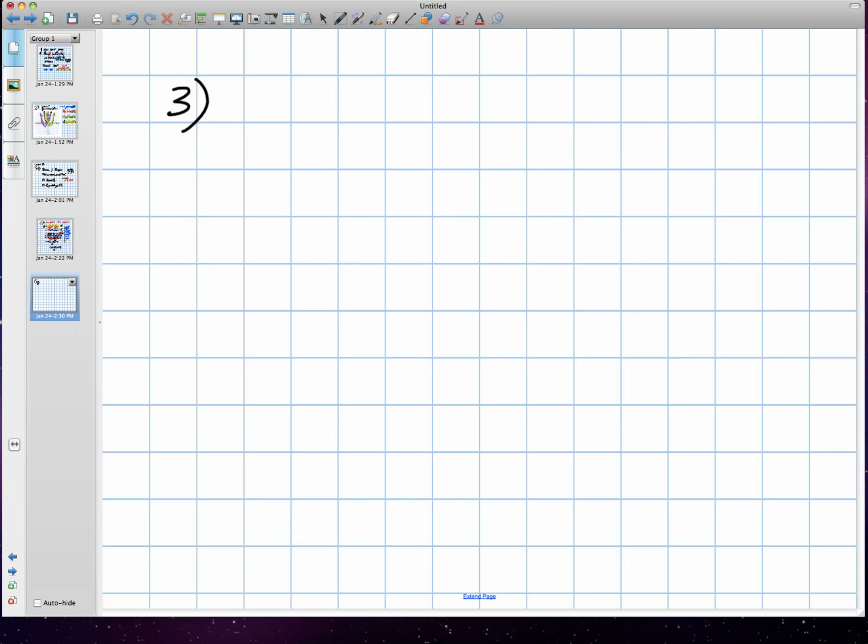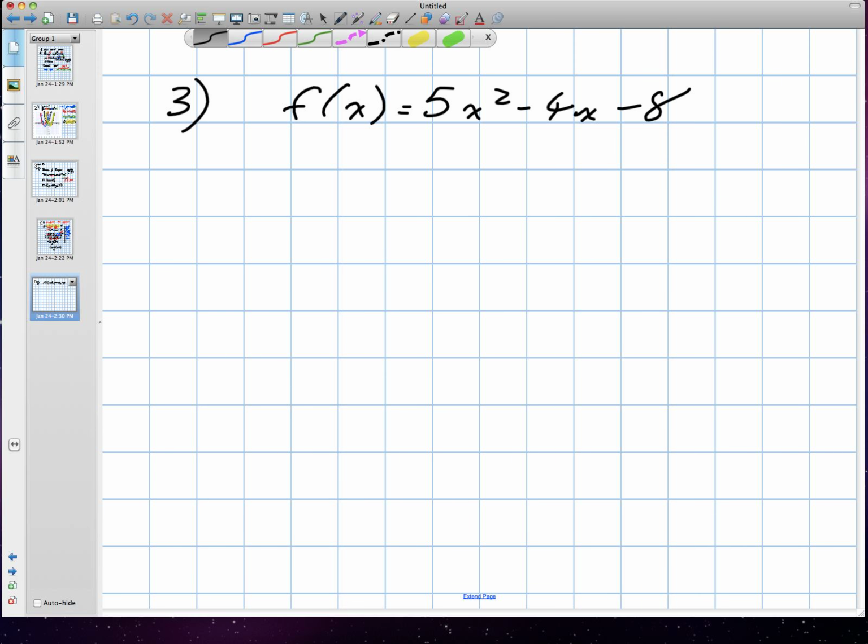All right. Number 3 says to find the discriminant. They've given you this function in standard form: 5x squared minus 4x minus 8. Now remember our standard form: y is equal to ax squared plus bx plus c. And we have our a, b, and c.